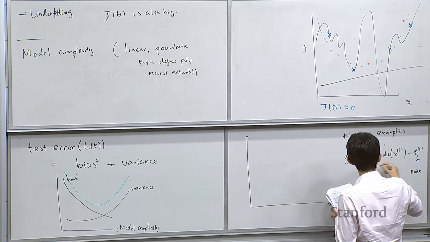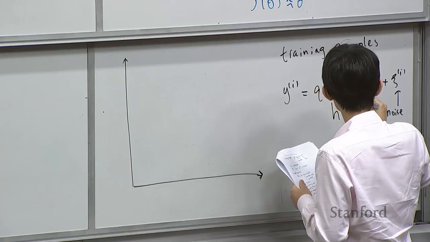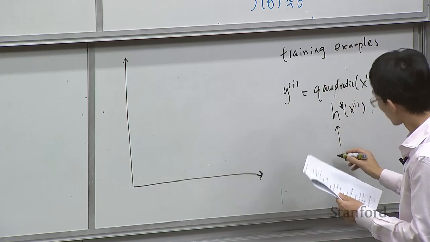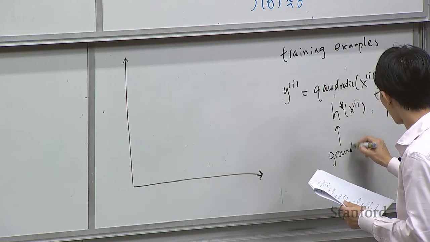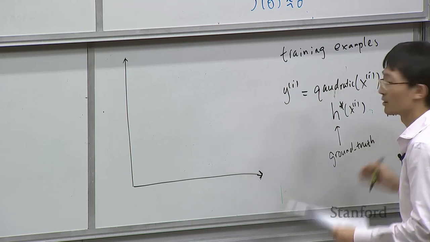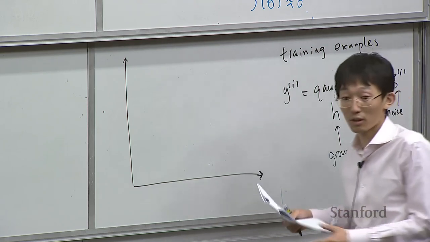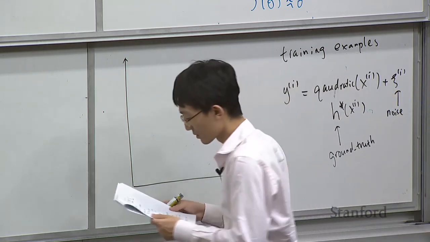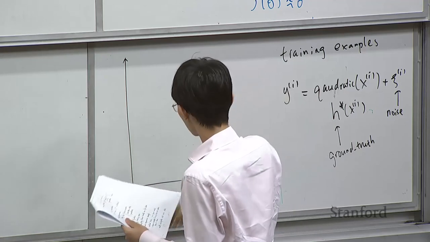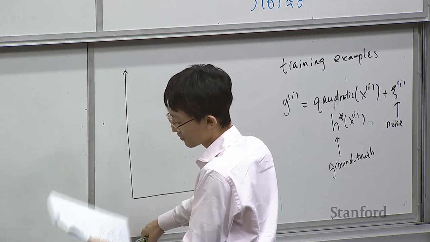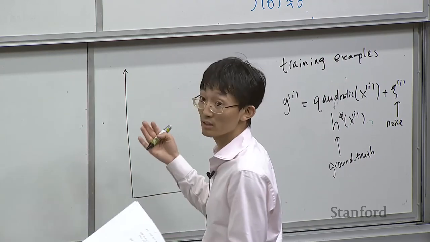I guess this quadratic, sometimes I call this h star of x_i, just for the sake of terminology. Sometimes I call this the ground truth. This is, in some sense, the true function you are trying to find out. But of course, you don't know it. You want to try to recover it. And I'm going to do a thought experiment first. I'm going to do a few experiments. I'm going to start with a linear model, and then try a fifth degree polynomial, and then try a quadratic.